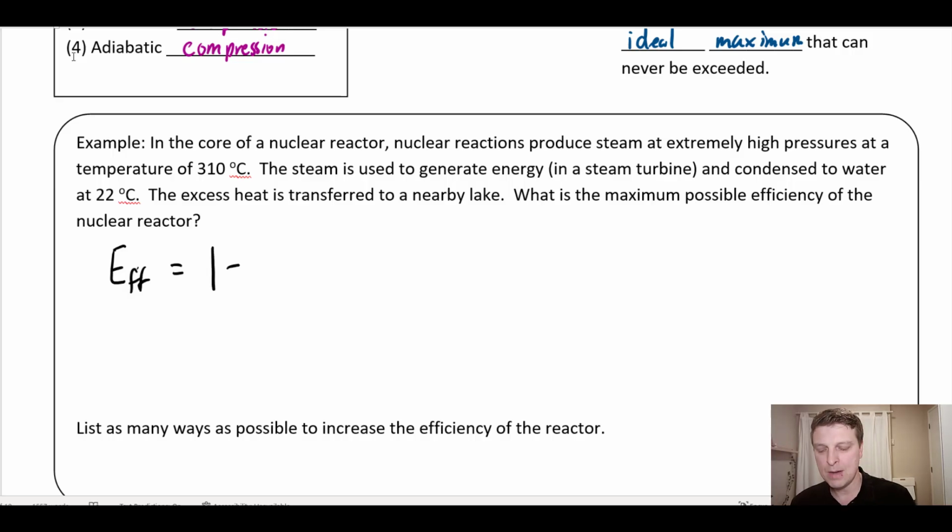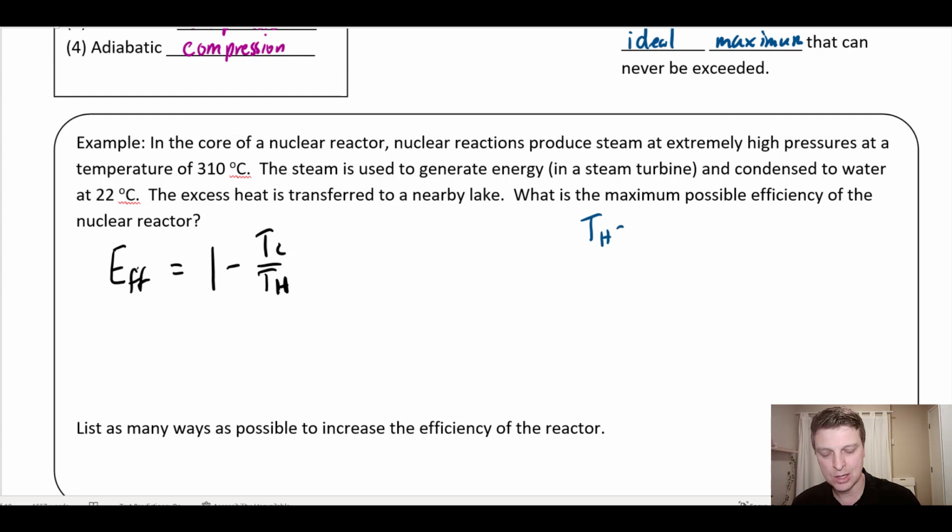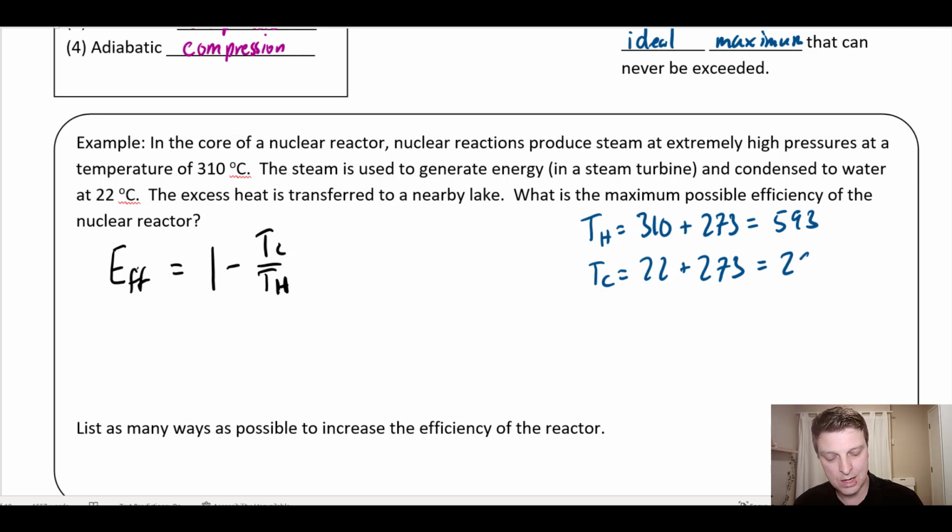And that's going to be 1 minus the temperature of the cold divided by the temperature of the hot. Now, at first glance, this might look like it's really, really efficient, right? Because the hot temperature is 310 degrees and the cold temperature is 22. Except we need to recognize that for these temperatures, we have to use them in Kelvin. So the hot temperature is 310 degrees plus 273, and the cold temperature is 22 degrees plus 273. So this is 593, and this is 295.